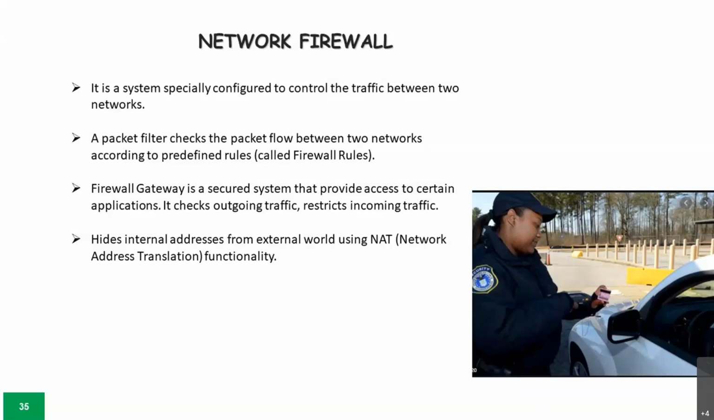A firewall gateway is a secured system that provides access to certain applications. It checks outgoing traffic and restricts incoming traffic. As I have told, it hides internal addresses from the external world using NAT functionality. The firewall also works as NAT, network address translation. It provides the functionality of NAT also.